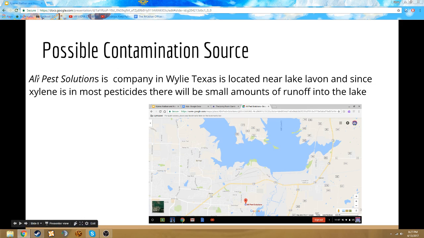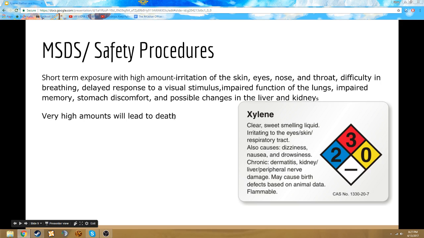Possible contamination source. Our most likely contamination source is a pest control company. As you can see, it is only a couple miles from Lake Lavon itself, and it has a series of runoff rivers that flow into Lake Lavon. Most pesticides used by this pest control company contain xylene, and because of this, they run off into the river, and you have contaminated water. Not like it can kill you or anything, right?